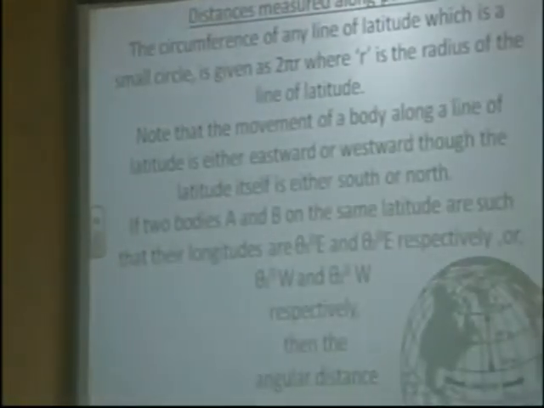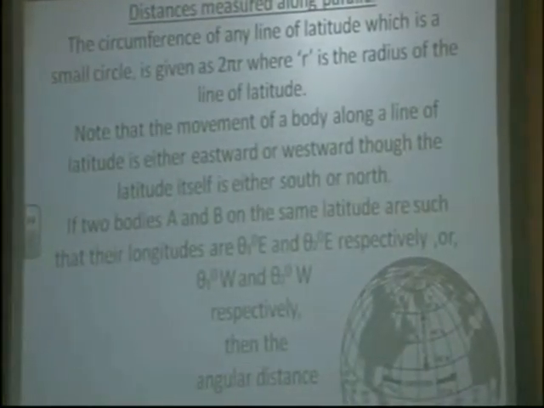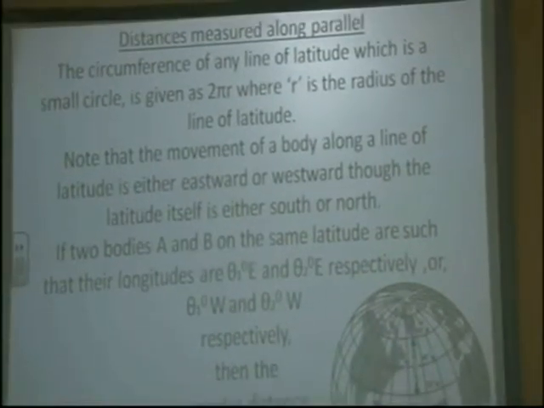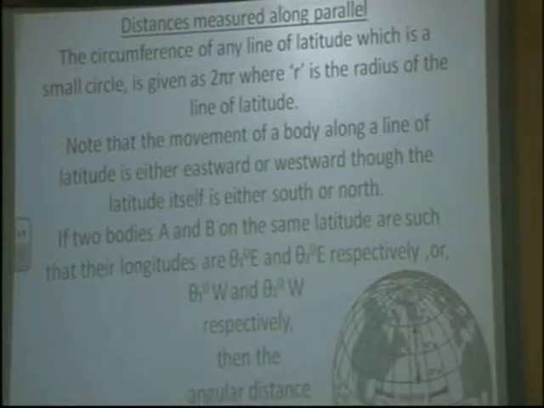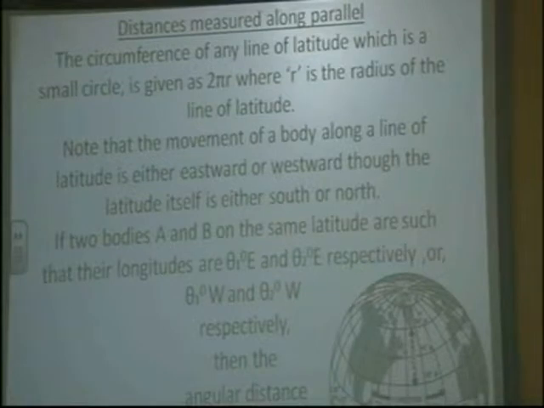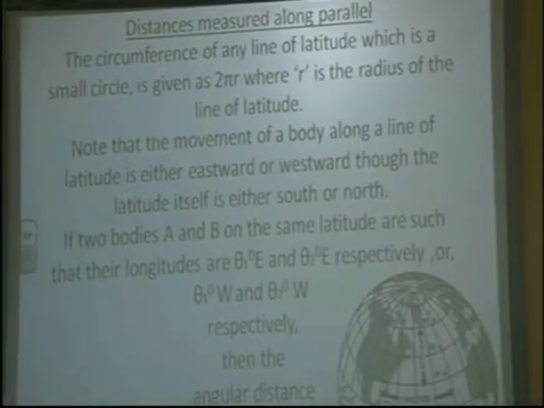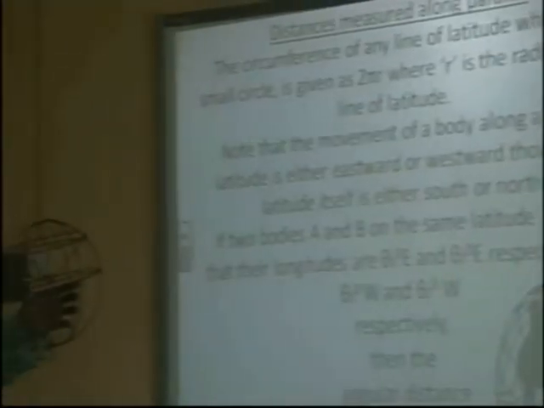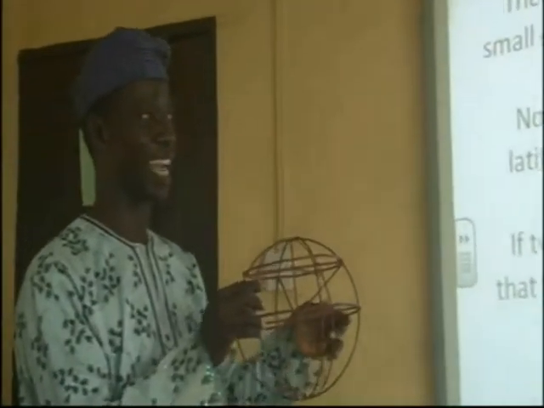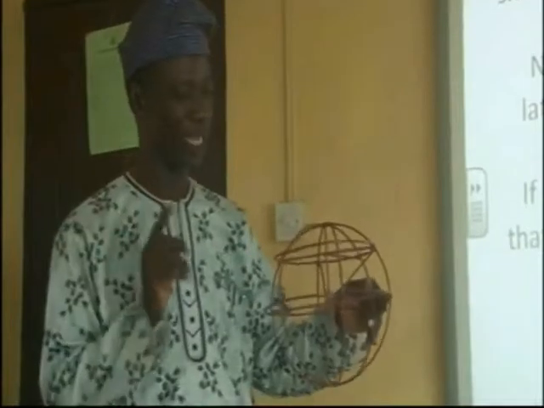Distance is measured along parallel. The circumference of any line of latitude, which is a small circle, is given as 2 pi r, where r is the radius of the line of latitude. Note that the movement of a body along a line of latitude is either eastward or westward, though the latitude itself is either south or north.